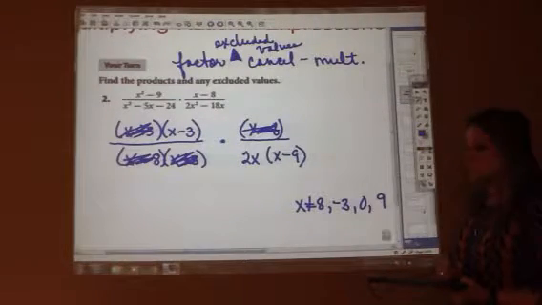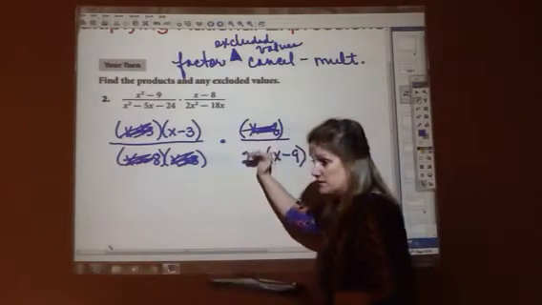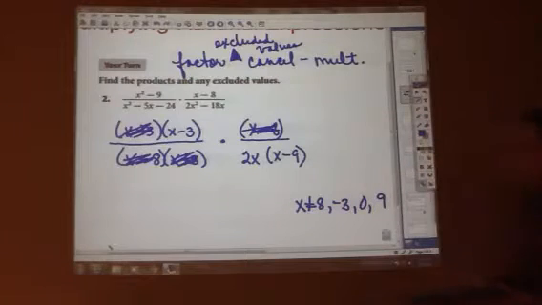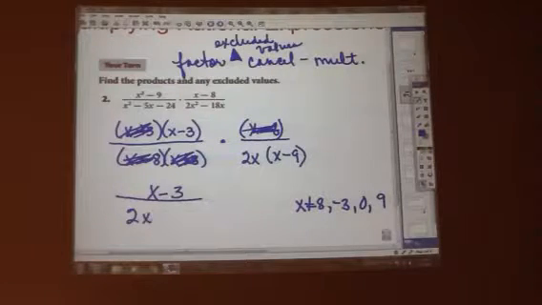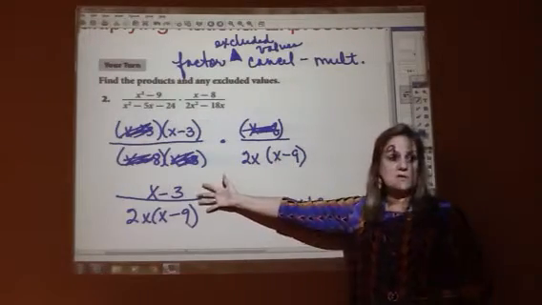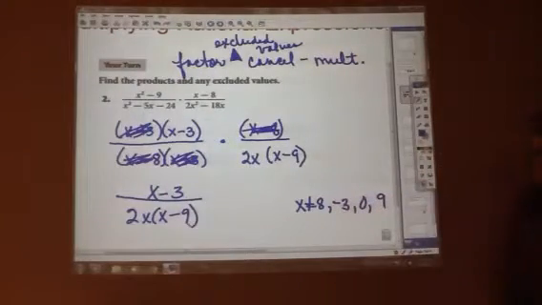So you can cancel them even if they're in different fractions? Yes, if they're in different fractions, you can still cancel as long as one's in the numerator and one's in the denominator. So what do I have left? I have x minus 3 over 2x, x minus 9. Now, I could distribute that. I don't have to. I'd leave it like that. There's my answer. There's my excluded values.